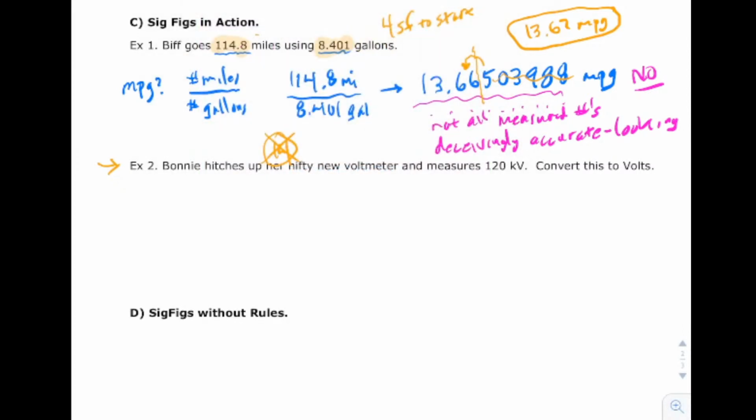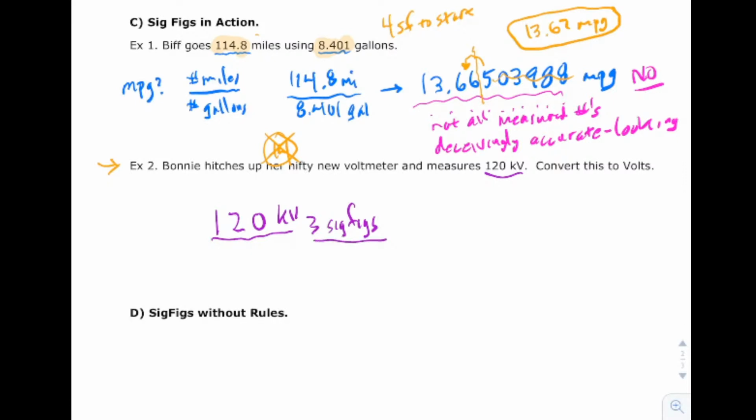She measures, and let's assume that this is all measured. Let's assume it's 3 sig figs. I'm going to assume that that's a measured 0. So she has 3 sig figs of accuracy, right? And those are, it says here, kilovolts. So that would actually have units of kilovolts. 120 kilovolts, which is 3 sig figs.